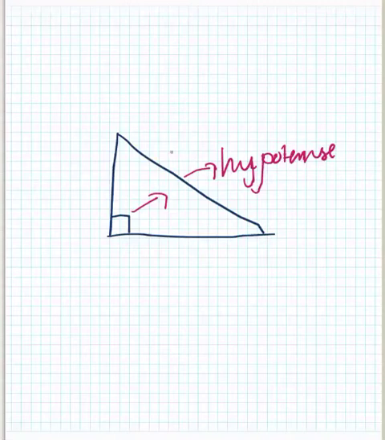Now the hypotenuse, we always use the symbol C. So this length here is always C. The shorter sides can be either A or B. So I can say this one's A and that one's B, or you can have it the other way around, doesn't matter. But C is always the hypotenuse. It's really important.